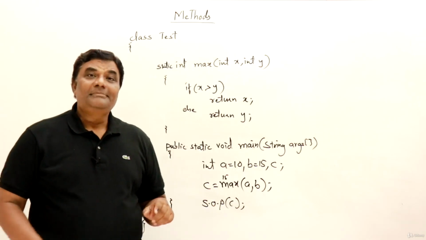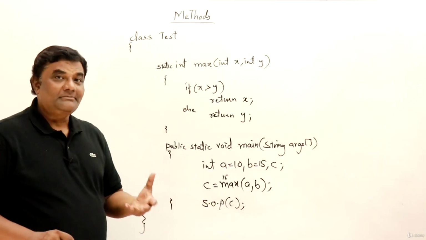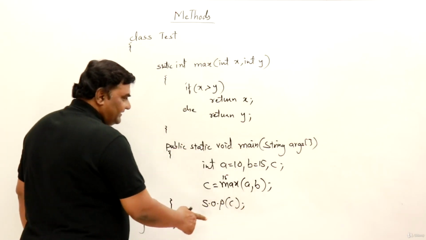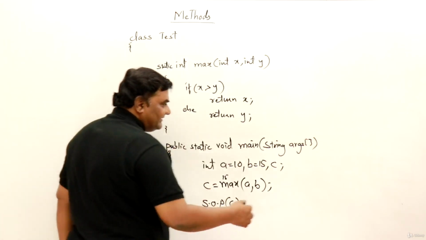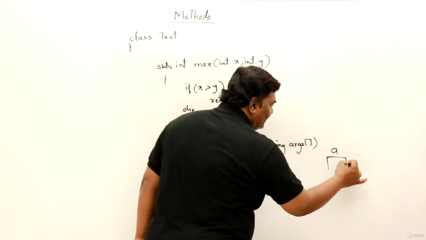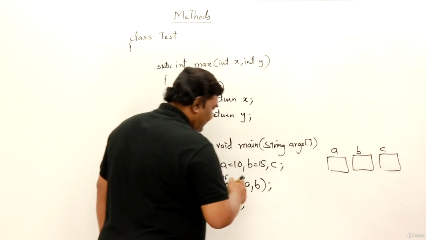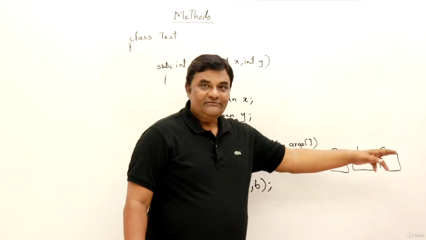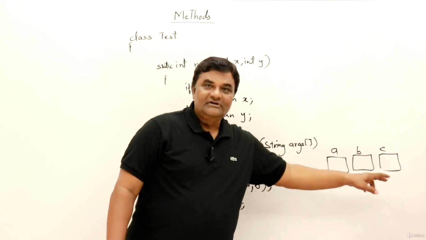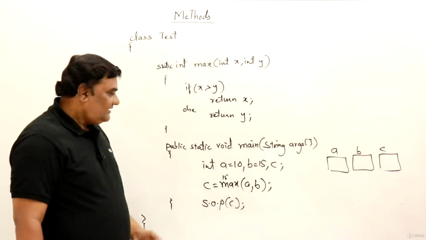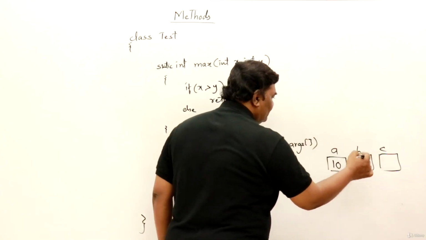Now next thing is parameter passing. Let us understand this. In the same example, I'll explain parameter passing. See, this is the main method. It is having three members, that is variables, A, B, C. All these are integer types, so 4 bytes, 4 bytes, 4 bytes. So total 12 bytes of memory is taken by these three variables of the main method. And the values in these variables are 10 and 15.